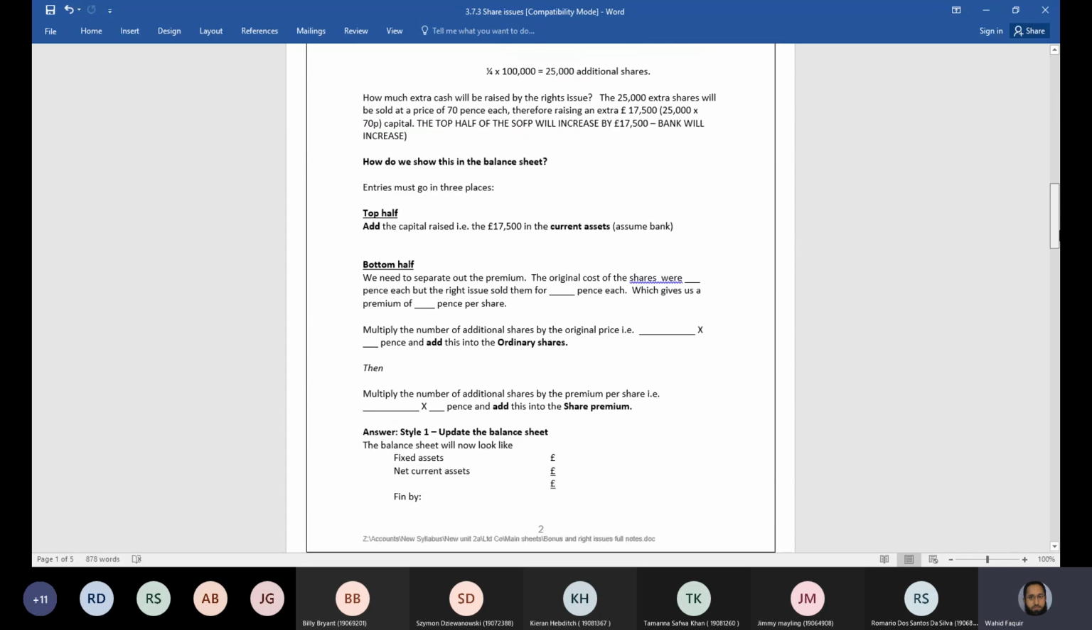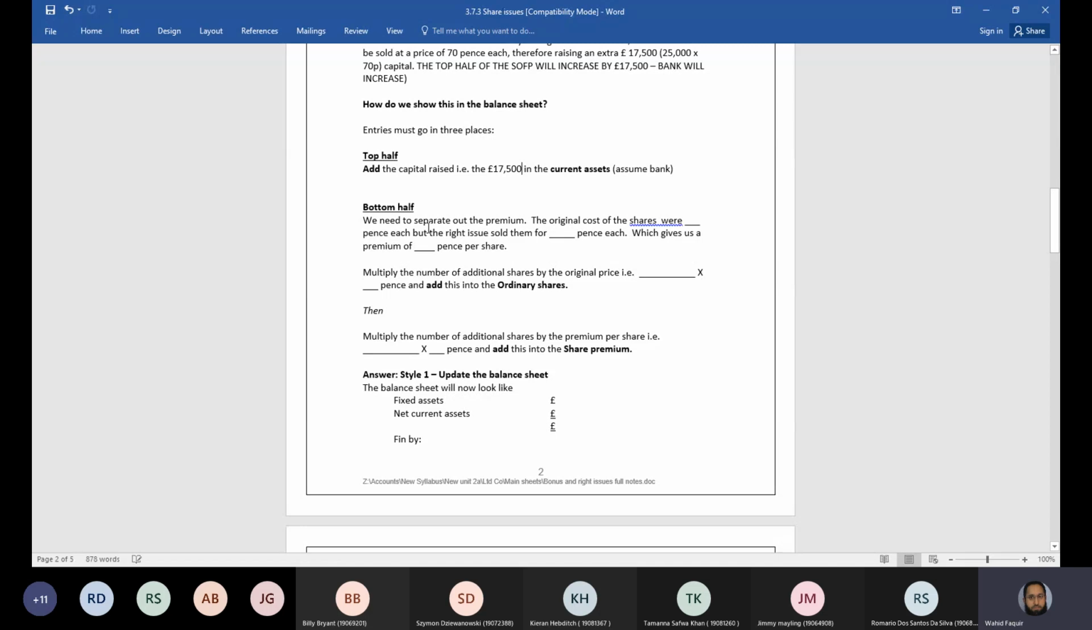Let's have a look. Let's fill the figures in. So we need to separate out the premium. The original cost of the shares were... when we say the original, we're talking about the nominal. Some of these terms will be used in the exam. That's the baby word, really. So I'm going to put nominal there.